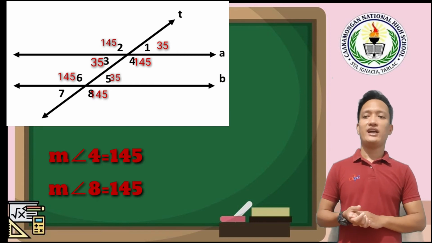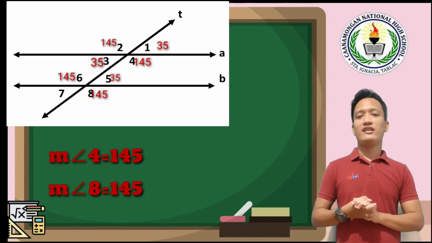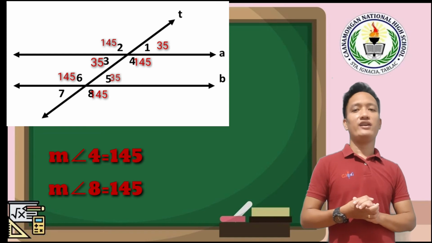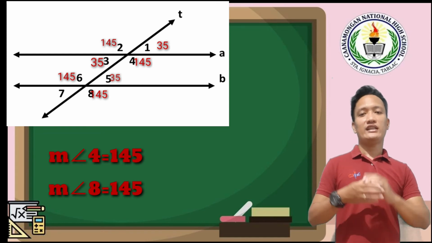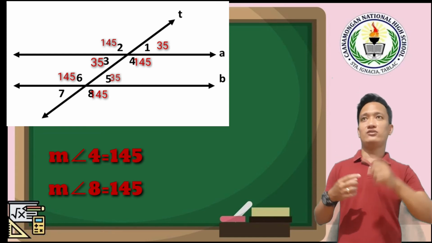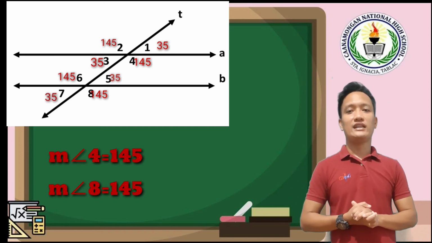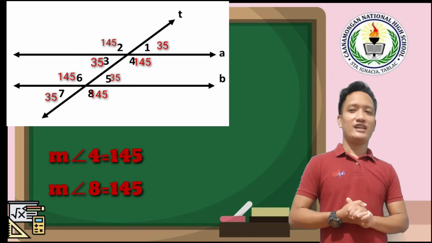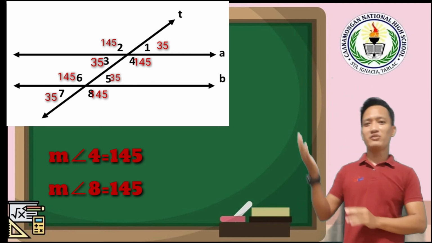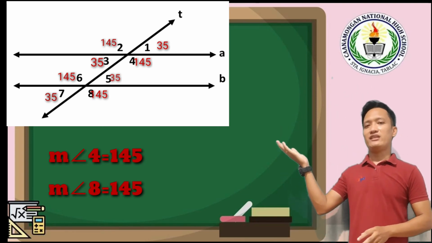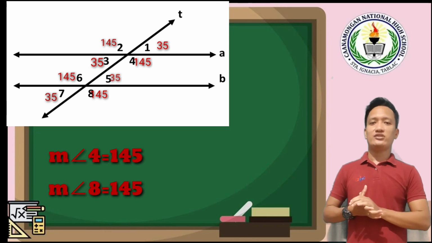And, syempre, yung measurement ng angle 7, yung measurement ng angle 5 is 35 degrees. They are vertical angles. So, magbaliktad. Pag vertical, parehas ang sukat. So, that is 35 degrees. So, yan. We already completed the measurement, lahat ng values natin.